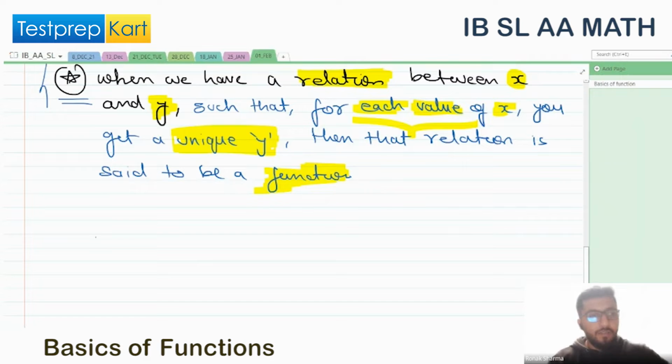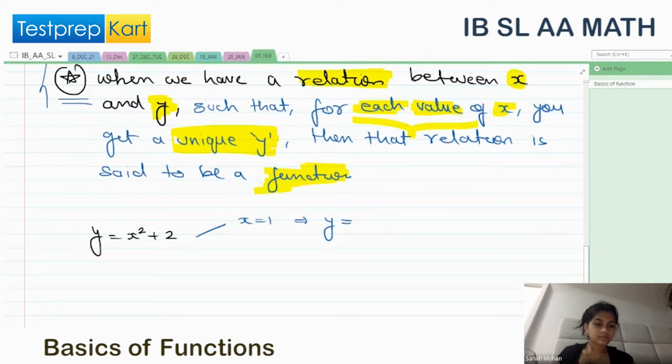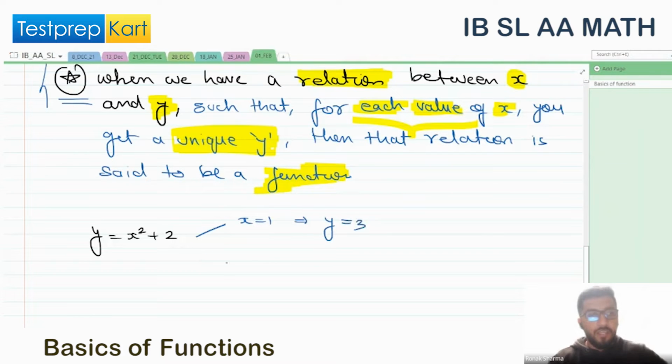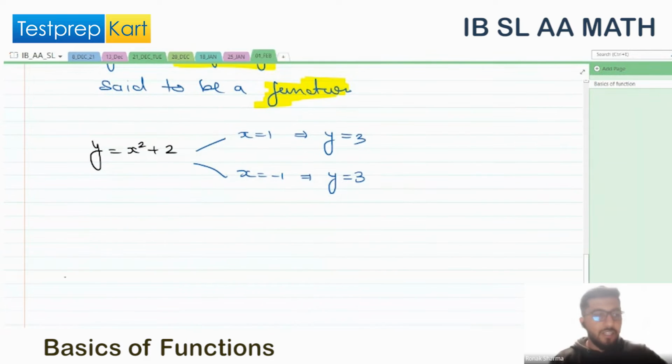See, let's see if I give you y equals x square plus 2. Now if I put x equal to 1, what value will I get for y? Three. But if I put x equal to minus 1, what value of y will I get? 3. Yes. Minus 1 square is again 1, and 1 plus 2 is again 3.